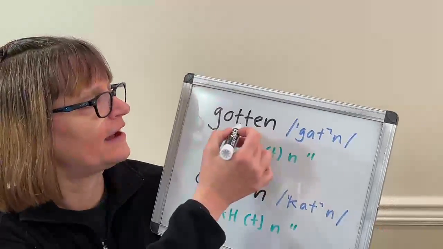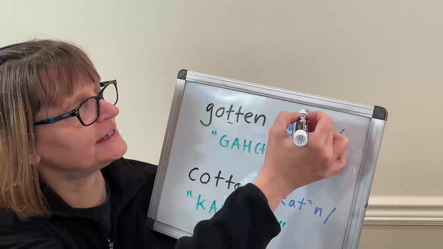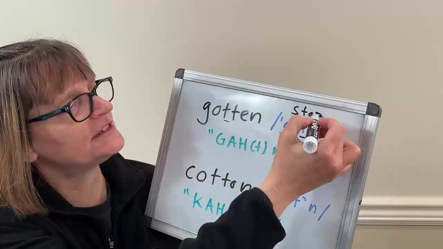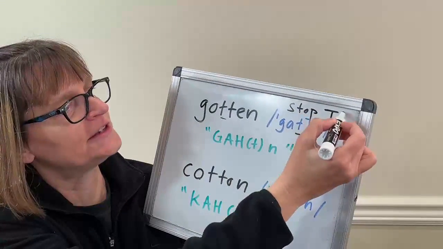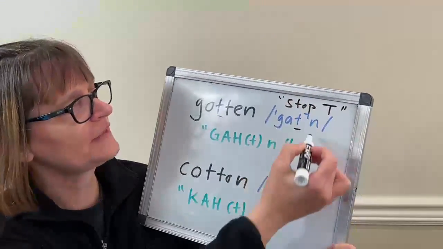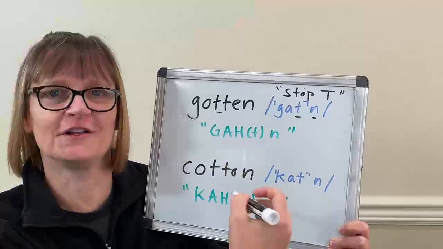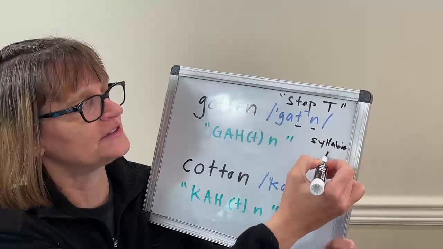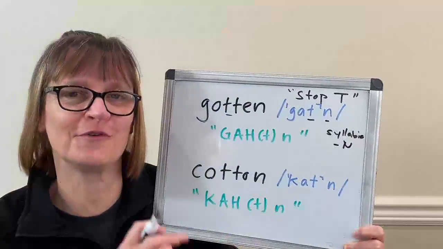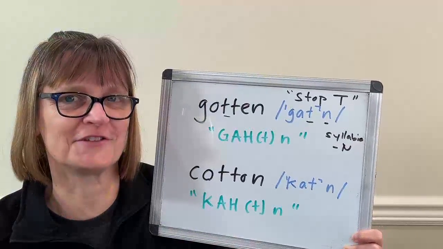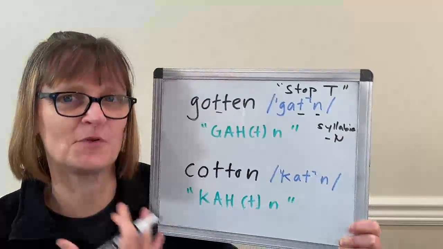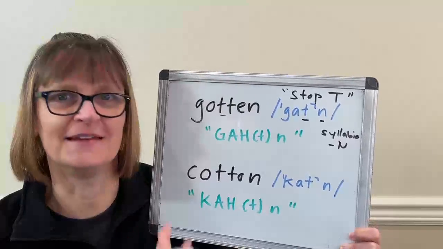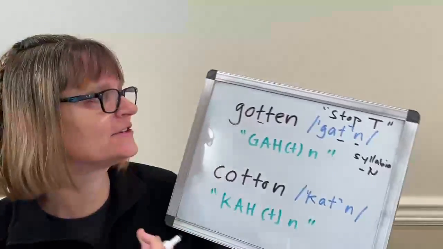Firstly, they have what's called the stopped T or the stop T, unreleased T. I typically call it stop T. And then secondly, they have what's called a syllabic N. I'll explain what both of those sounds are. You can also get more help for these and all of the sounds of English in our Sounds of English course. Let's look at what stop T and syllabic N mean in these words, gotten and cotton.